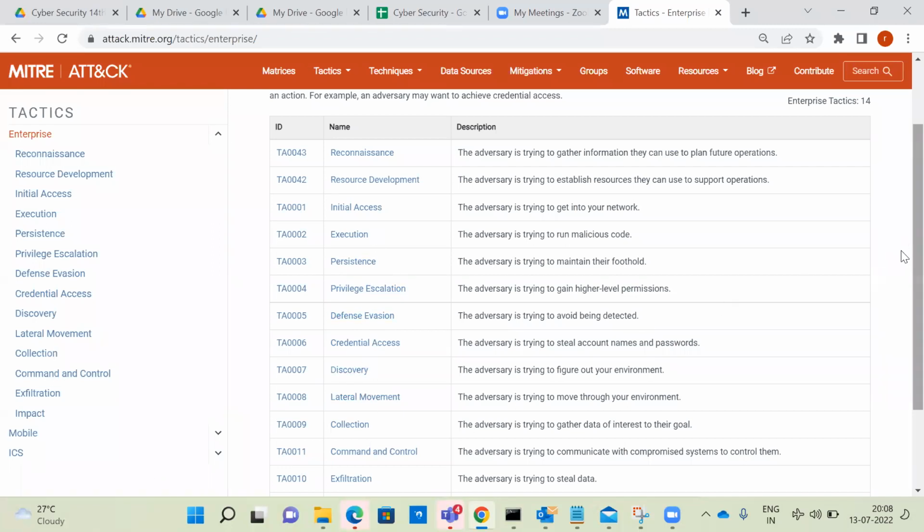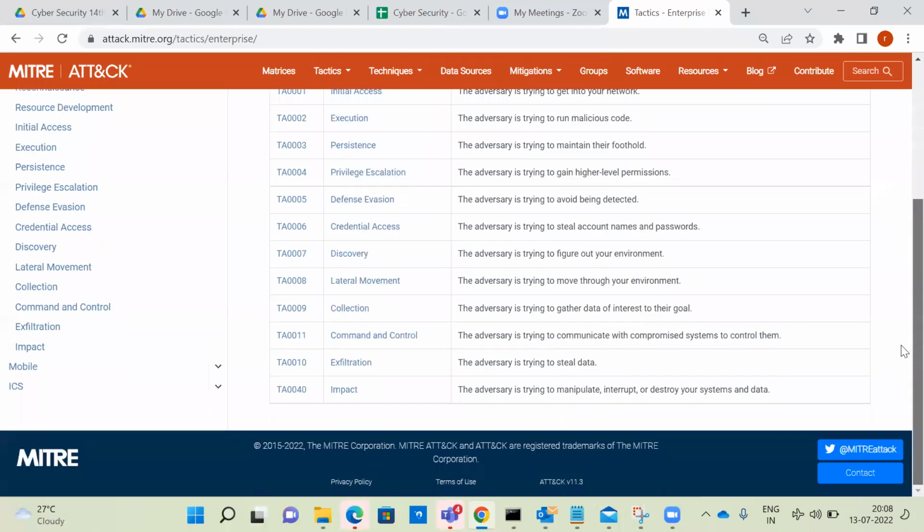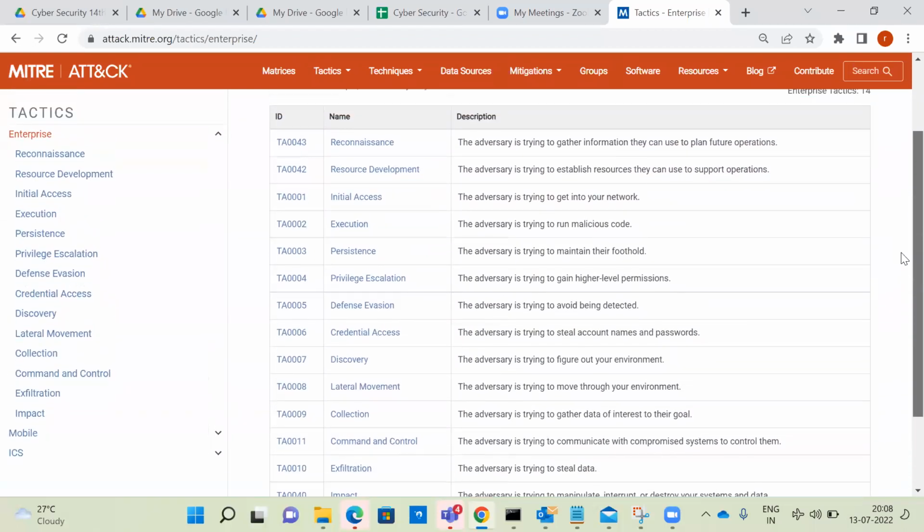All these are interview questions, guys. Reconnaissance is an interview question. Resource development they will not ask. Persistence they will ask: what is meant by persistence? As I said, the adversary will monitor for some time period and also enter into the organization level, trying to maintain their foothold. Privilege escalation is also an interview question, getting higher level access. Next one, credential access.